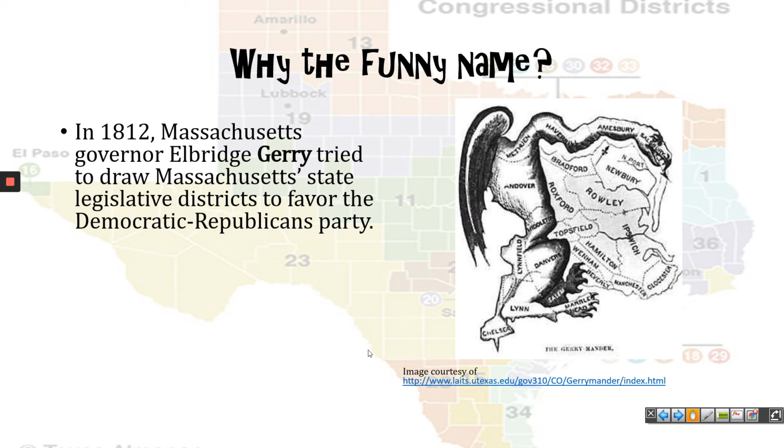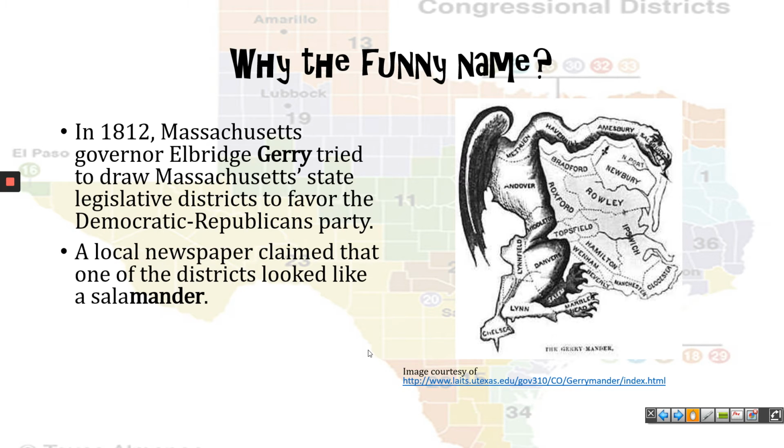He was a member of the Democratic Republican Party. Remember, those are now the names of our two biggest parties. Back then, that was a single party. So Gerry tried to draw the Massachusetts state districts in a way that favored his political party, and a local newspaper said that the district looked like a salamander.